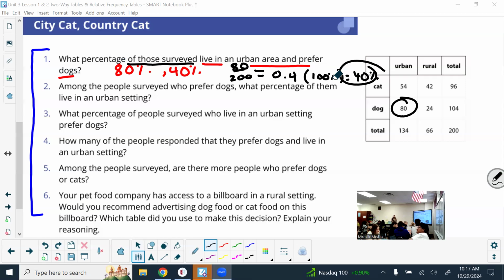All right, so unlike lesson 1, where it just wanted how many responded this in the survey, we want in relation to the whole, so a relative frequency. Questions on that one?